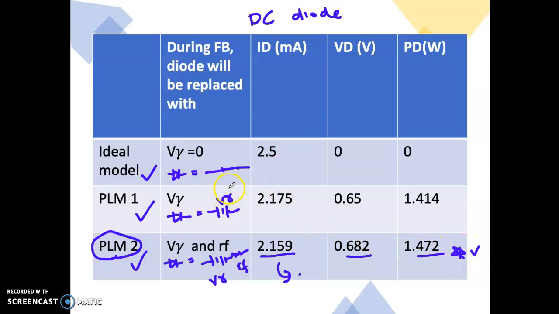So how are you going to tackle the question? You see what values are given in the question. If it only gives V gamma and RF, you know this one is PLM2. If only V gamma, then this is PLM1. And when V gamma is equal to 0, you know that this is the ideal model. Okay, so if you have any questions, let me know. We move to the graphical approach in the next video.